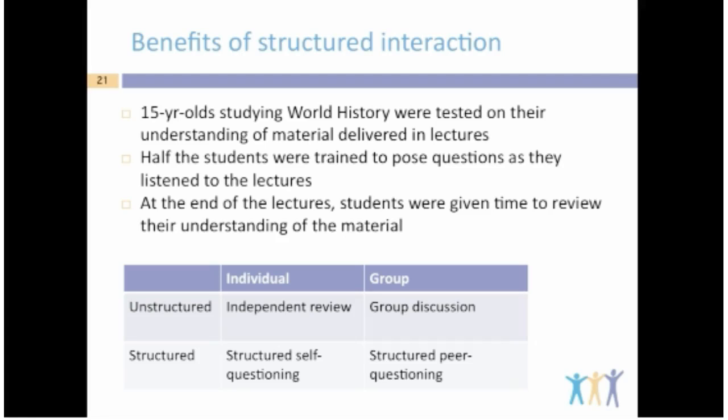So there were effectively 4 groups. Students working individually, doing independent review, students given unstructured time as a group to discuss what they'd learned, and then 2 structured approaches. There was the structured self-questioning, so these students who had actually listened to the lecture but had been told how to, or trained how to, listen attentively and to pose questions as they listened. And the 4th group was students who were discussing what they'd learned in a group after having been trained to pose questions as they listened to the lectures.